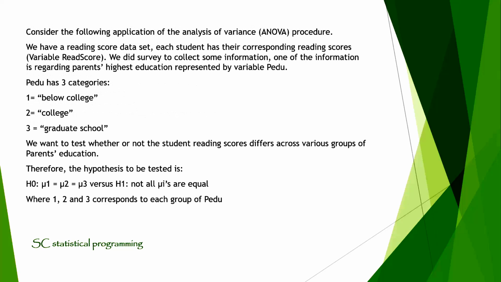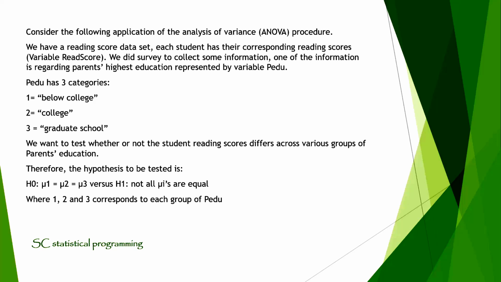Consider the following application of the analysis of variance procedure. We have a reading score data set. Each student has their corresponding reading scores represented by variable rate score, and we did a survey to collect some information. One piece of information is regarding parents' highest education, represented by variable PEDU. And PEDU has three categories: 1 equals below college, 2 equals college, and 3 equals graduate school.